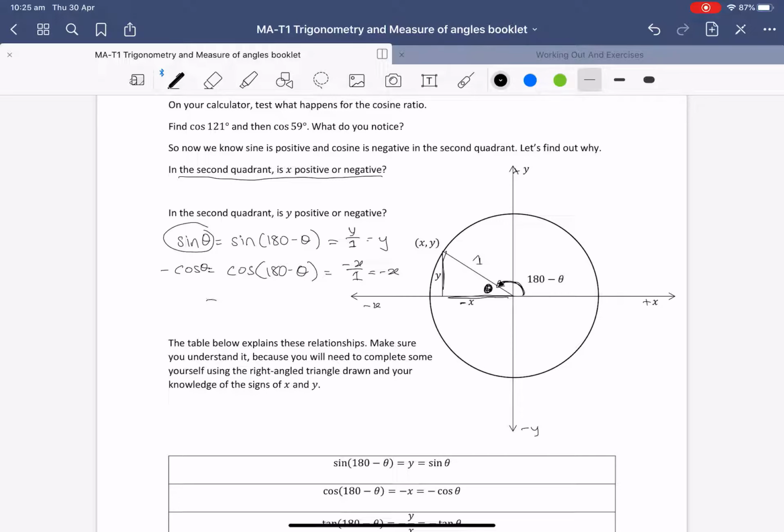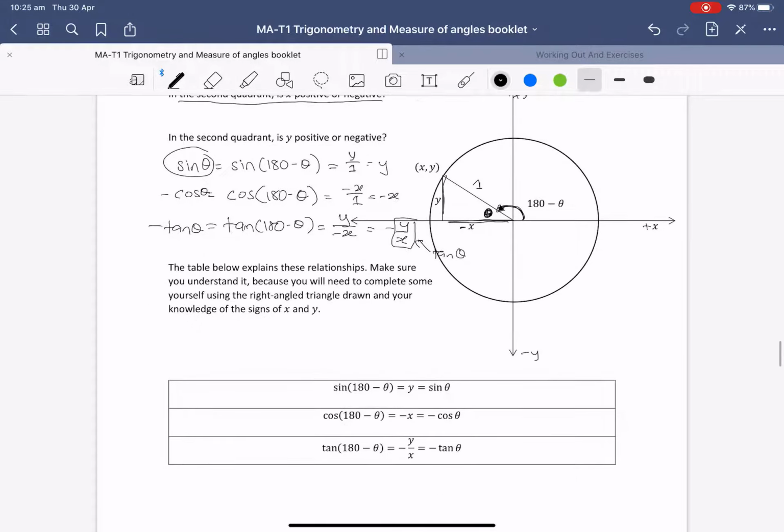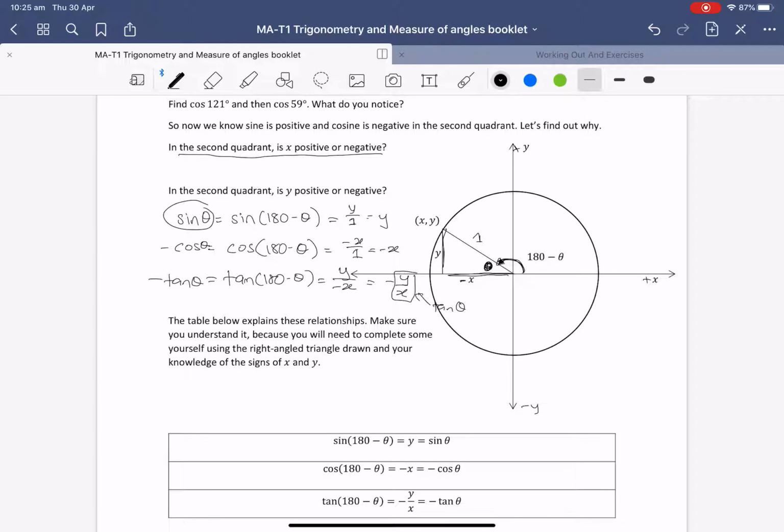Okay. And now tan 180 minus theta is, remember, y over x. Y is positive, x is negative. So we end up with, sorry, I've run out of room here. We end up with negative y over x, which means we'll get negative tan theta. Because remember, y over x is tan theta, and it's negative, so we get negative tan theta. So what we can see is that in the first quadrant, they were all positive.